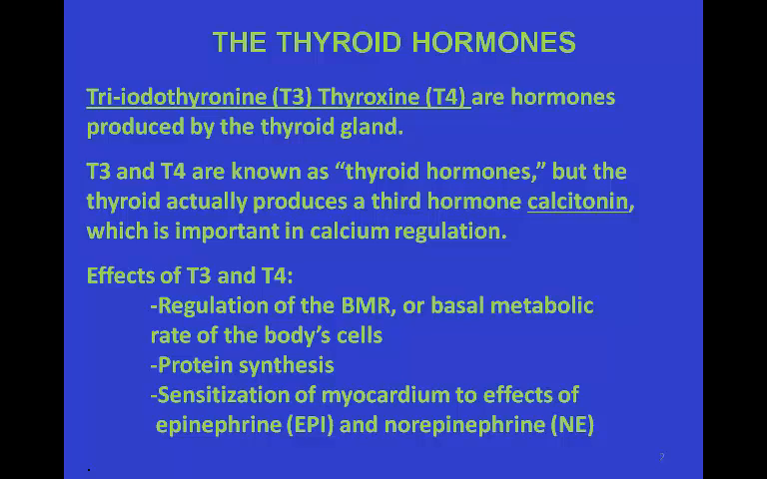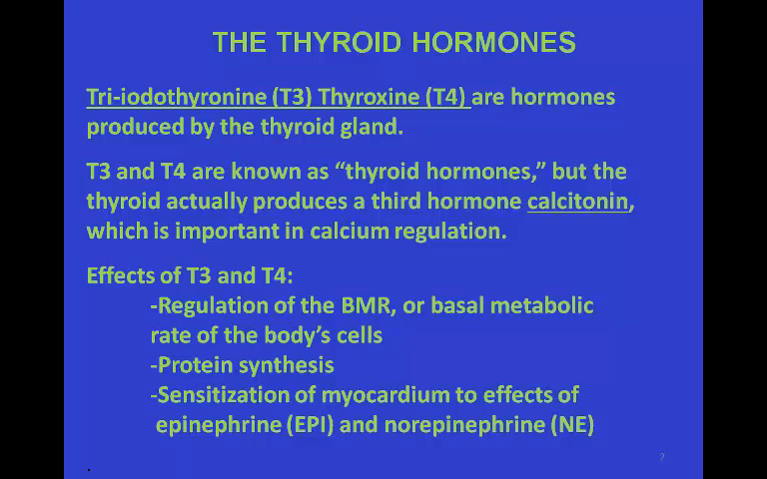T3 and T4 are known as, quote-unquote, the thyroid hormones, but the thyroid gland actually produces another hormone. It's called calcitonin. Calcitonin is important, and we will talk about it, but it's involved in calcium regulation.